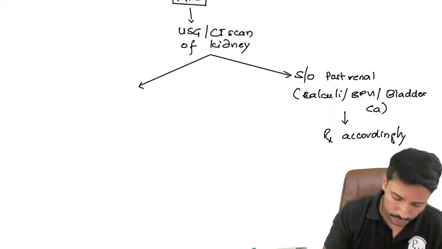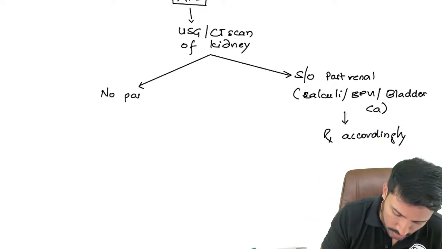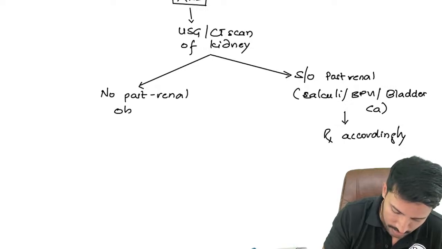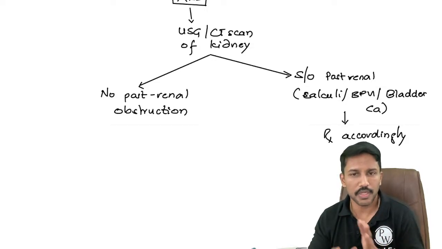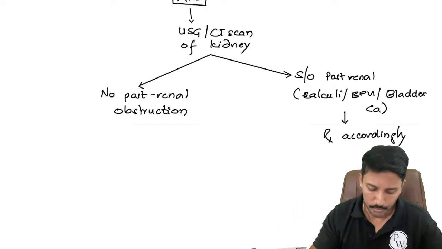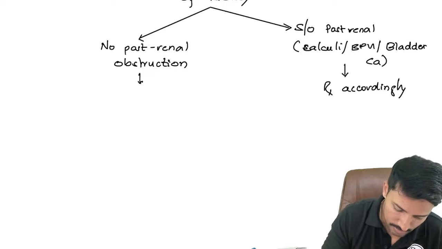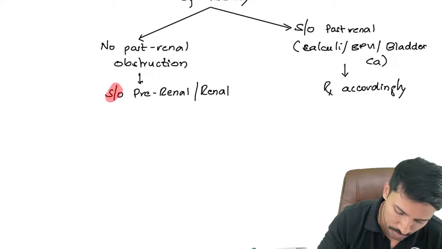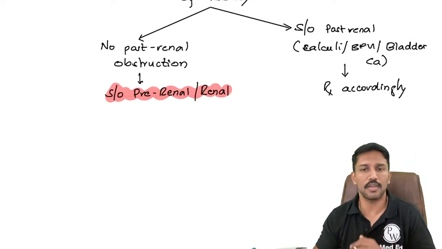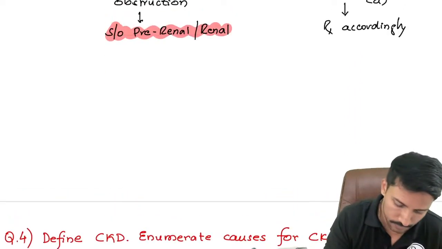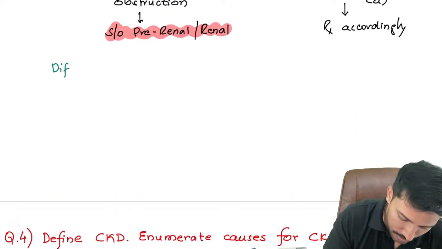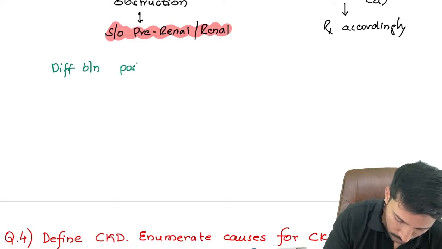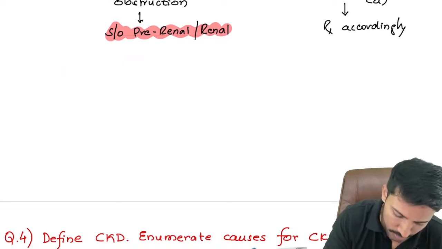Okay, now if there is nothing suggestive of post-renal obstruction, what should I do next? Now that means I'm dealing with either pre-renal or renal because there is no post-renal obstruction. So then it is suggestive of pre-renal or renal. Now the question is, how do I differentiate between pre-renal and renal acute kidney injury? Okay, so we can write a short note on differentiating between pre-renal and renal. Okay, let us put it as a flowchart itself.